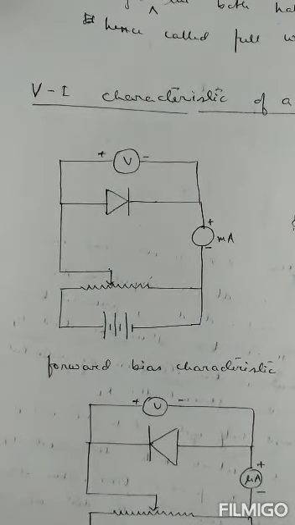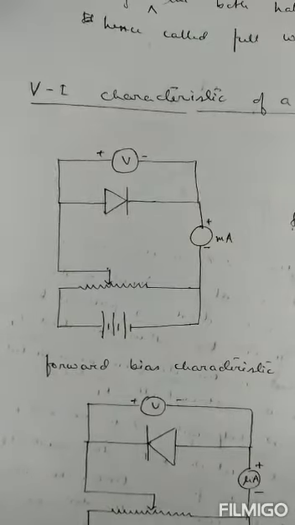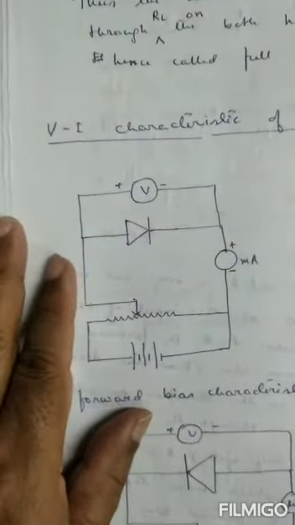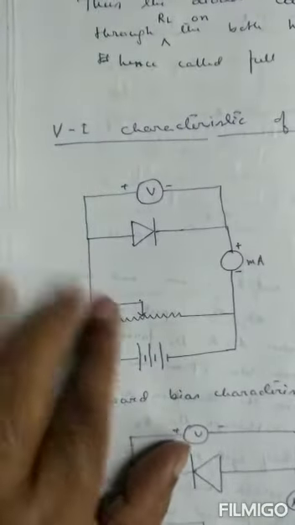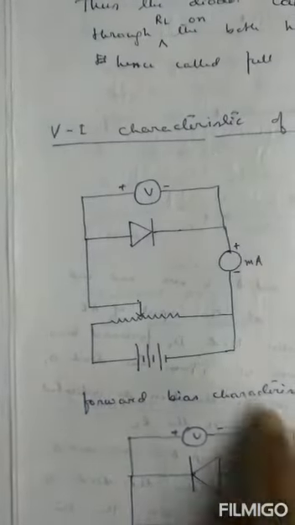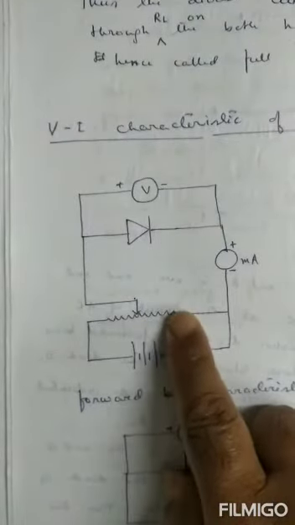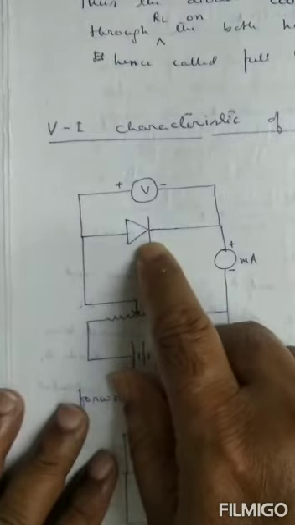Now we want to study the VI characteristics of a PN junction diode under forward biased and reverse biased condition. So this is the circuit diagram to study the forward bias case. Okay, this is the PN junction, this is the P side, this is N side.